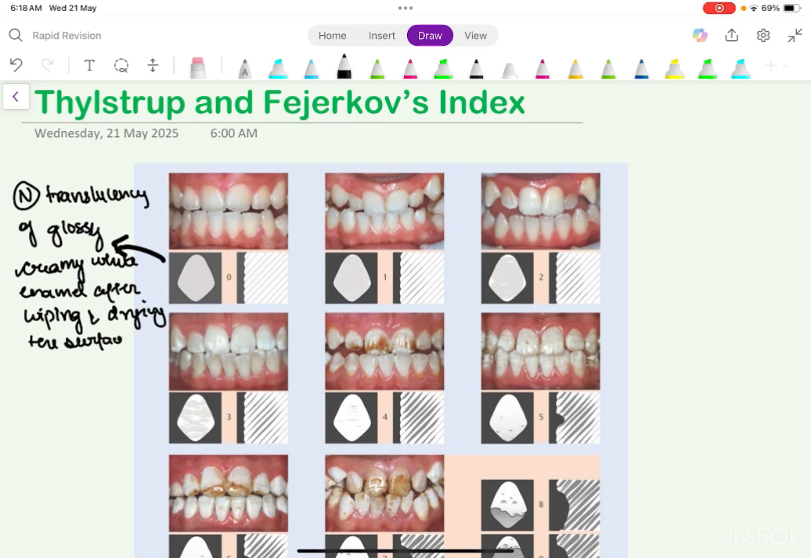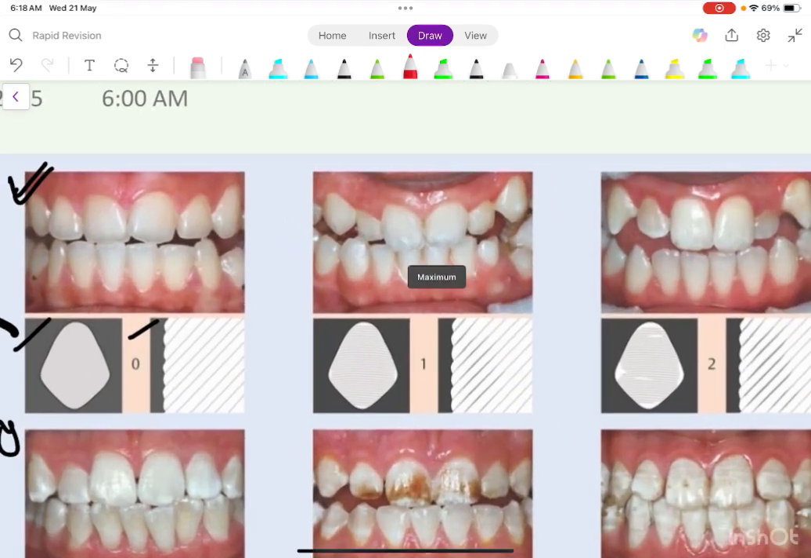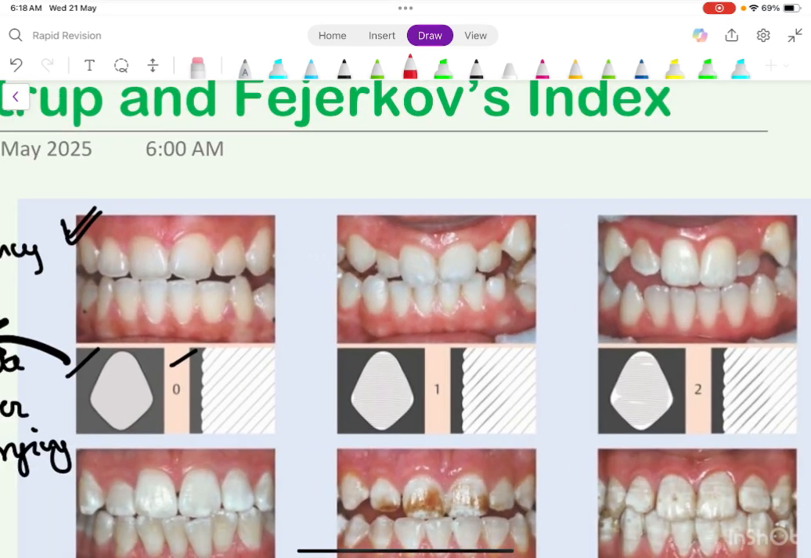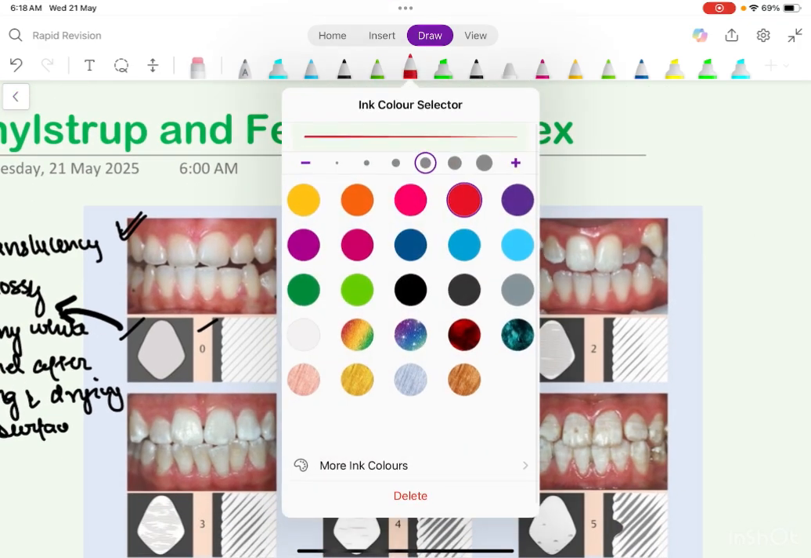For this index, I want you to see this photograph and both of these photographs for every single score. Then only will you be able to remember what we are looking for. Now look at 0 and look at 1. You see certain opaque lines, right? White opaque lines like this, and you can also see some little snow capping at the edges. So that's the change that you'll observe in this one.